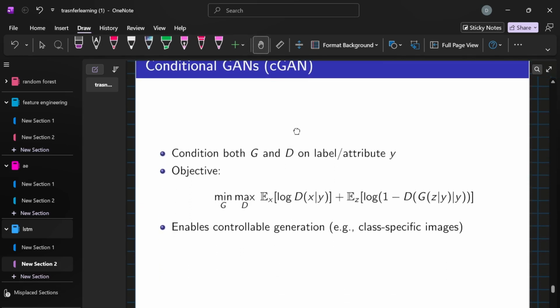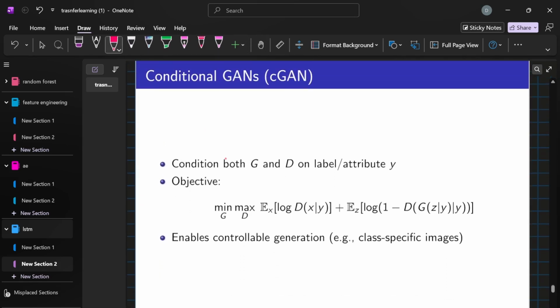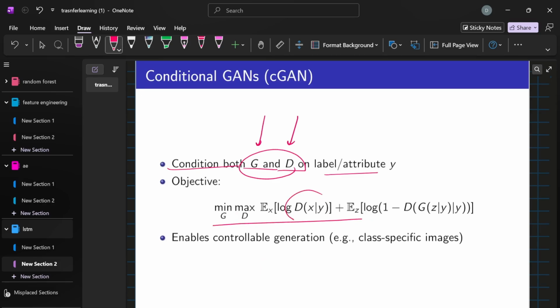Now we move forward towards the conditional GAN. So, quickly mentioning the conditional GAN, or CGAN, the idea is simple: condition both G and D on an extra label or attribute Y, so that instead of D of X you get D of X given Y, and instead of G of Z you get G of Z given Y. Why does this matter? It gives you control. Instead of generating a random image, you can say, generate me a cat or generate me a digit 7. So the label can steer the output.